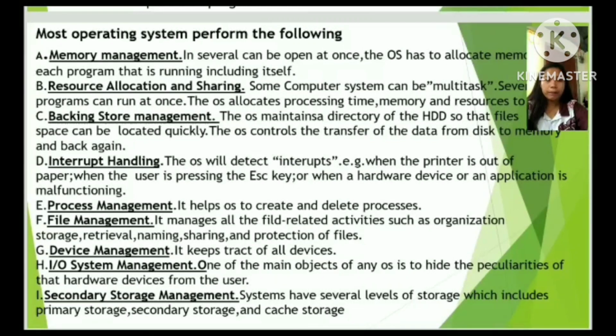System management. One of the main objectives of any OS is to hide the peculiarities of hardware devices from the user. I/O system management, input or output management, involves controlling the flow of data into and out of a data processing complex.